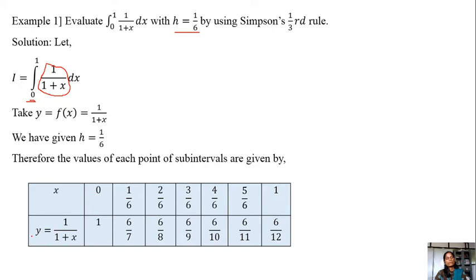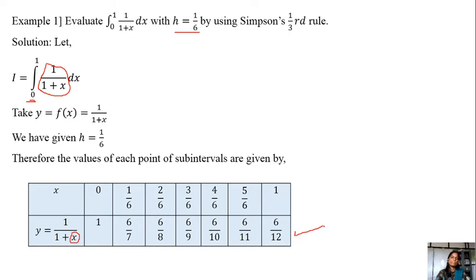Again compute y is equal to 1 by x, so respective x put here and get the value of y. If you put x equal to 0, initially you will get y0 is 1 upon 1. Then put x equal to 1 by 6, so at the denominator you will get 7, and the third term will come at the numerator, so this is 6 by 7, 6 by 8, etc. So compute these values and check whether these are correct or not.